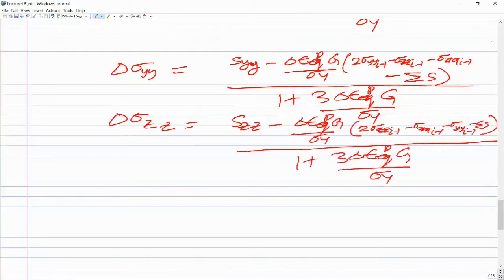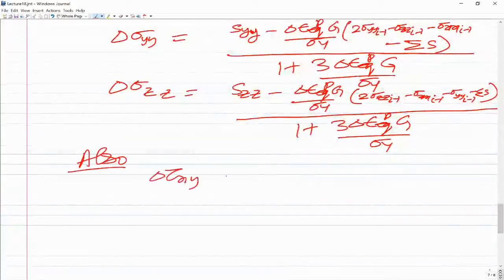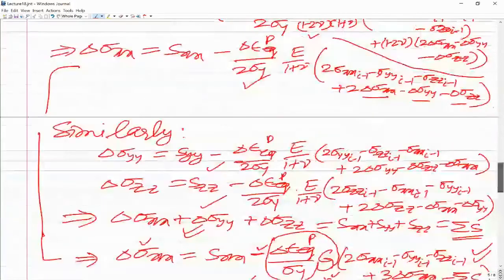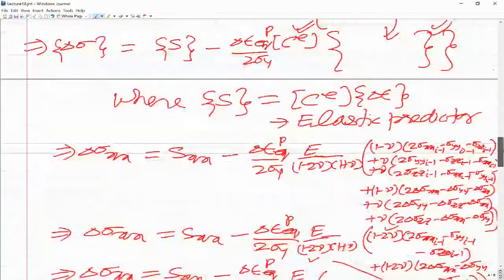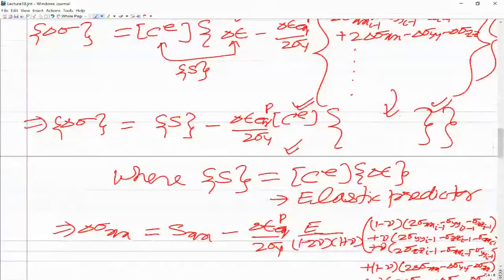So this is what you get for the normal increments in the normal stresses, delta sigma xx, delta sigma yy, and delta sigma zz. Then the same thing you have to do for the shear stresses. If you take the fourth equation, you will be able to write delta tau xy is equal to sxy. We are again taking the equation we have over here, and from this equation I am taking the fourth one, that is delta tau xy.